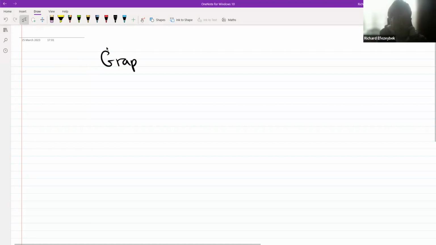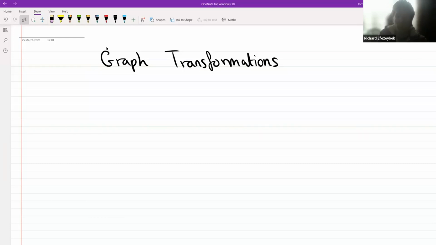Today's topic? Graph transformations and some basic graphs. So linear graphs, quadratic, cubic. Also quartic is on the syllabus. That's equations that have an x to the 4 in them. We'll also look at reciprocals, some questions involving intersections, translations, stretches of graphs, and reflections as well.